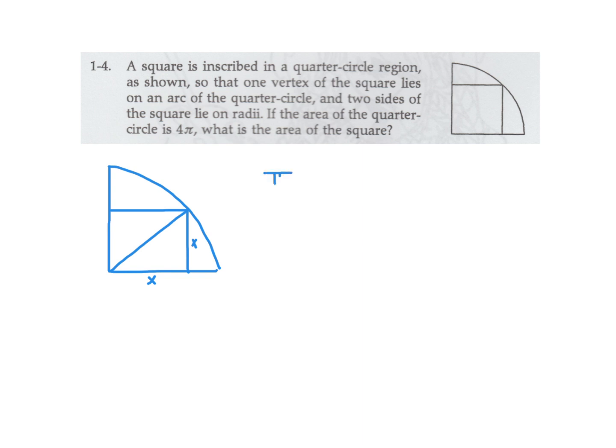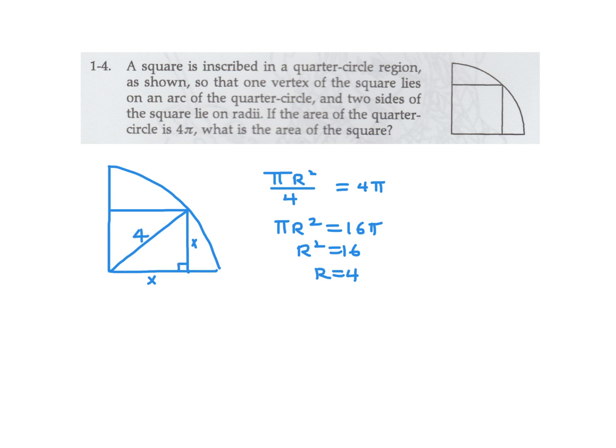Okay, well, the area of a circle is pi r squared, so the area of a quarter circle would be pi r squared divided by 4. And they're saying that is equal to 4 pi. Okay, so that will allow me to figure out the radius. So this is going to be pi r squared is 16 pi. And then drop the pi's, r squared is 16, so r is 4. So that means this diagonal is 4.